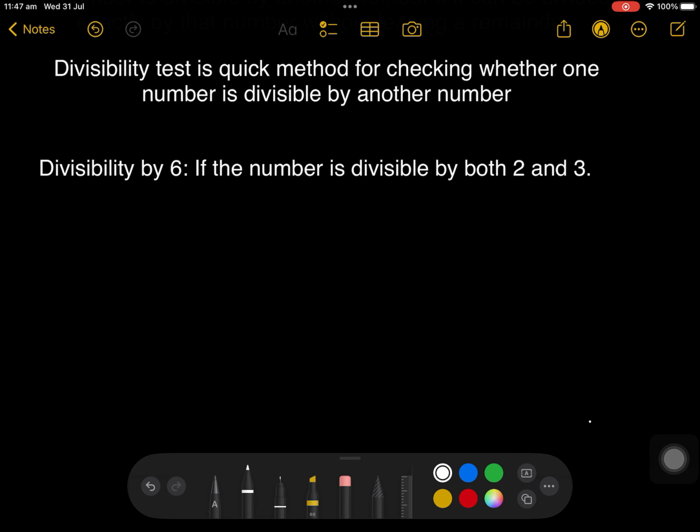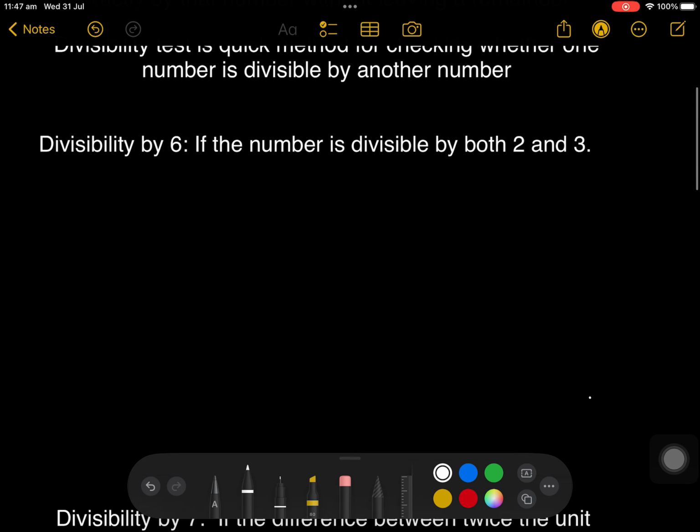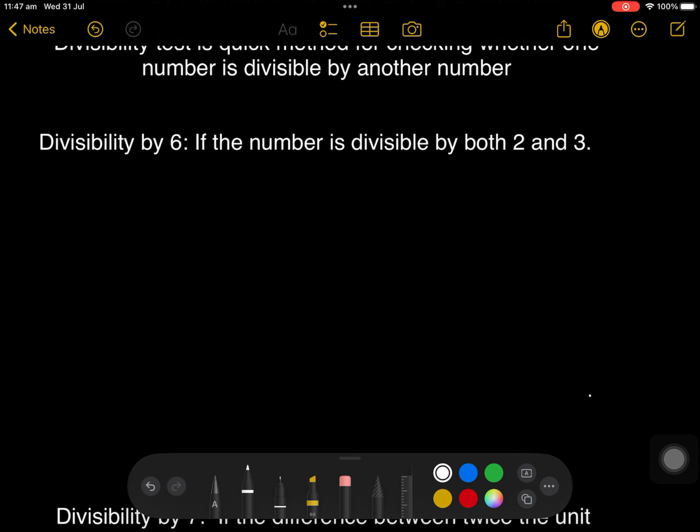So if the number is divisible by 6, it should be divisible both by 2 and 3. So let's have an example. Let's have a recap regarding the numbers that are divisible by 2 first. We said that a number is divisible by 2 if it's an even number. Like for example, 18. So 18 is an even number, and 18 is divisible by 2, which is 9.